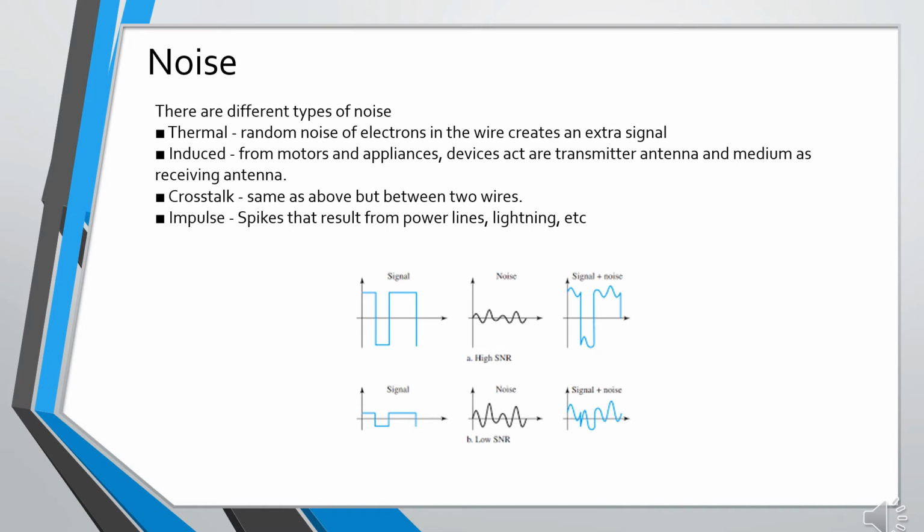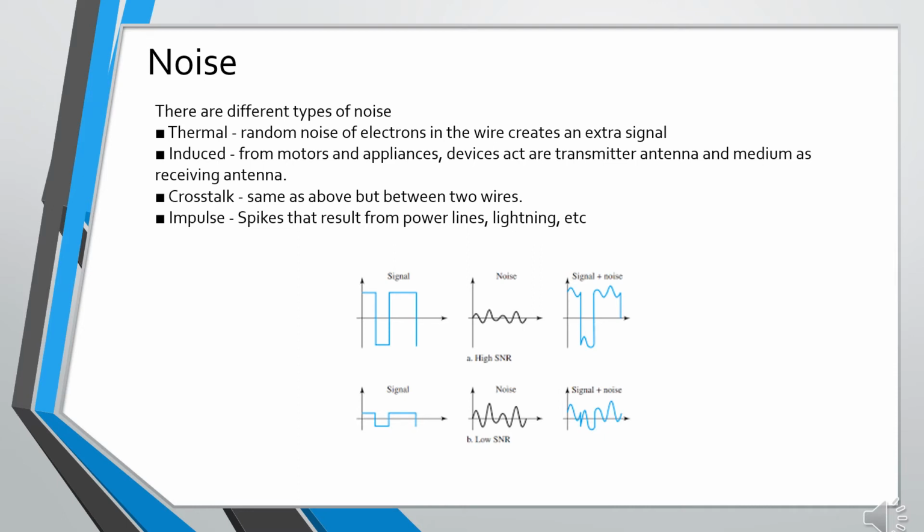Noise. There are several types of noise, such as thermal noise, induced noise, crosstalk, and impulse noise, which may corrupt the signal. Thermal noise is the random motion of electrons in a wire which creates an extra signal not originally sent by the transmitter.